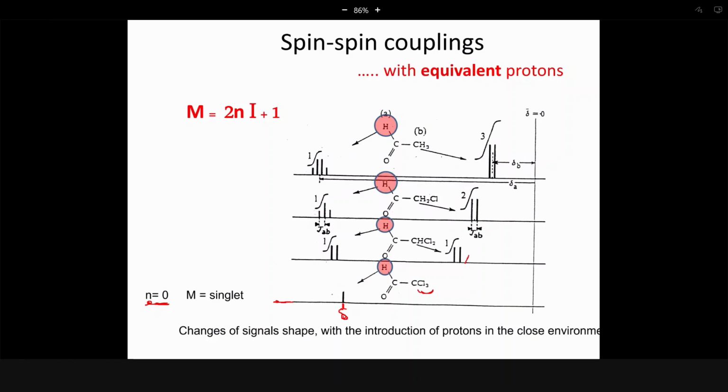I have only one line, M equal 1. I have a single line. If I go up to the next molecule here, I see that in the structure, the aldehyde proton is close to a carbon where I have one proton.